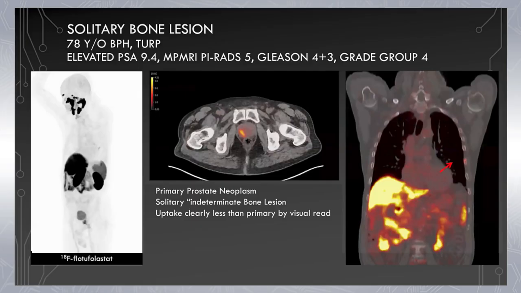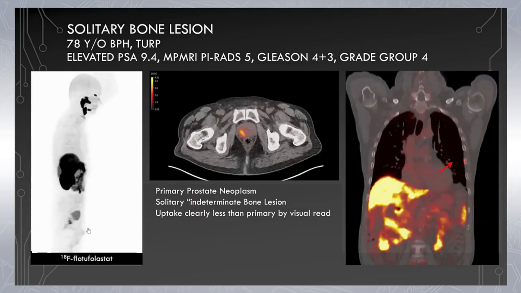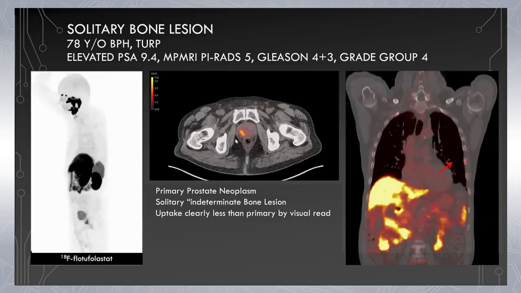Solitary bone lesion. 78-year-old with a history of BPH and transurethral resection of the prostate. Elevated PSA of 9.4. Multiparametric MRI demonstrated a PI-RADS 5. On biopsy, this was a Gleason 4+3, grade group 3. Let's take a look at this case. MIP images demonstrate an abnormal focus of uptake correlating with the sampled PI-RADS 5 lesion. That was a Gleason 4+3, and that was in the right prostate, correlating with the peripheral zone.